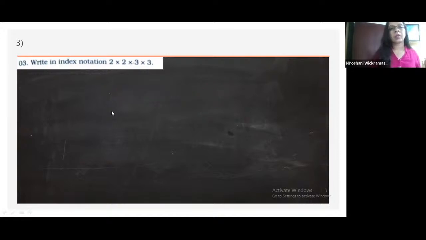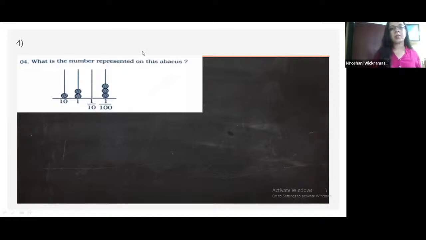Next question. What is the number represented on this abacus? This is at the 10s place. This is at the 1s place, 1/10th place, 100th place. So how can we write the number? 1 is here, 2 here, point. 12 point. Here no number at 1/10th place, 3 here at 100th place. 12.03 is the answer here.